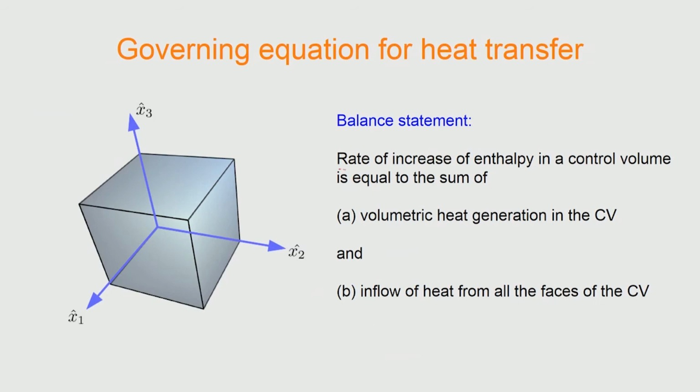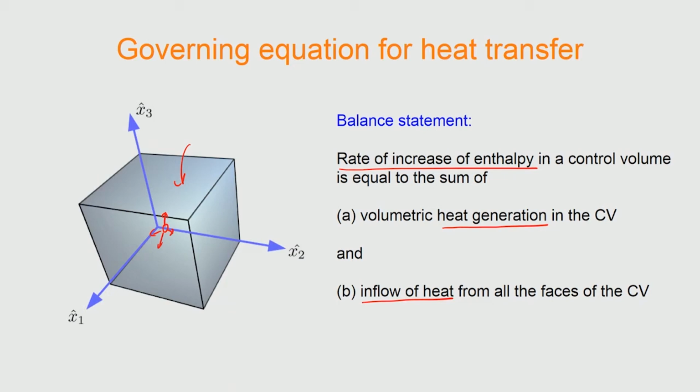So, the rate of increase of enthalpy in a control volume is because of heat generation that is done volumetrically in the control volume and the influx of heat from all the faces. So, if the heat is coming in and also there is heat that is generated, then it should lead to the increase in the enthalpy of that particular control volume.